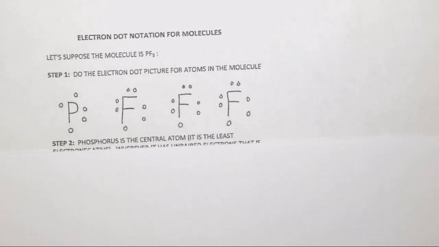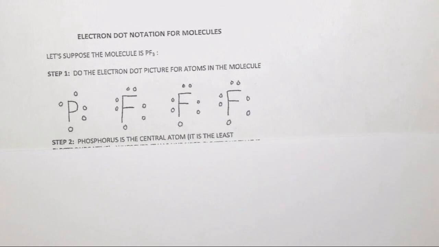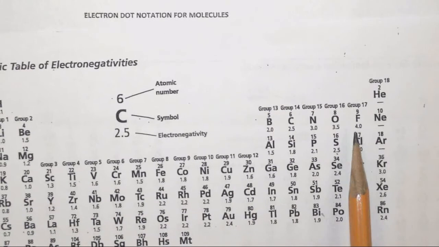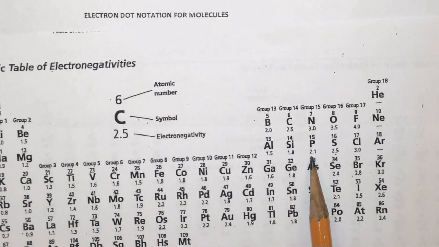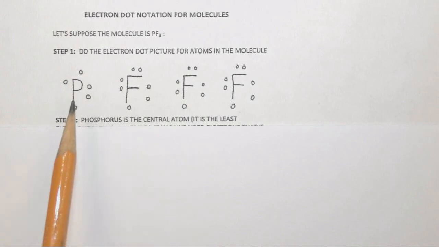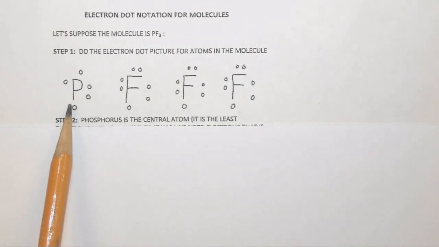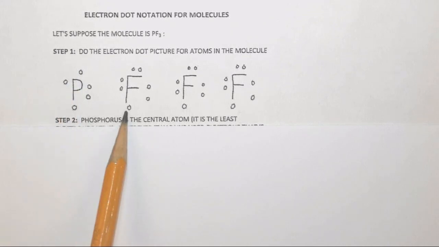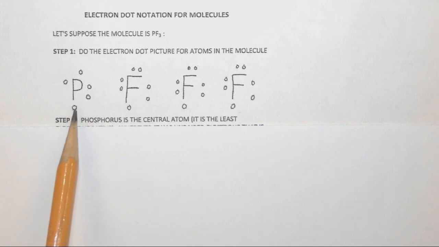Then you are going to determine the central atom. And we can look up the electronegativities on our chart. And we know that fluorine is a 4 and phosphorus is a 2.1. So phosphorus is our central atom. It also turns out that the central atom is usually going to be the one that has the most number of single electrons. This has 3 single electrons, doesn't it? Whereas these only have 1. So this is going to be your central atom. That's another way to determine that.